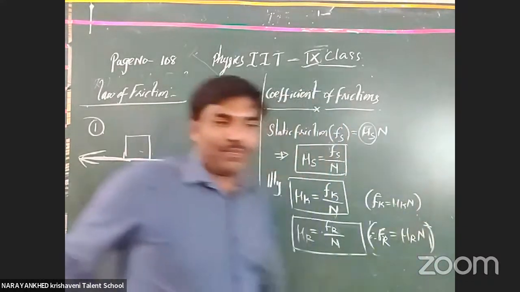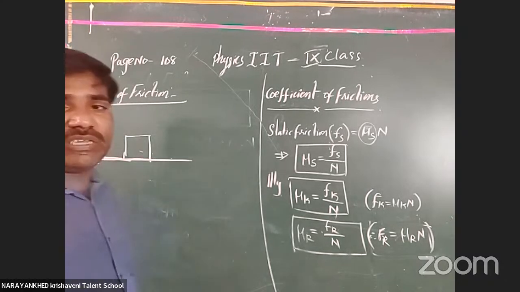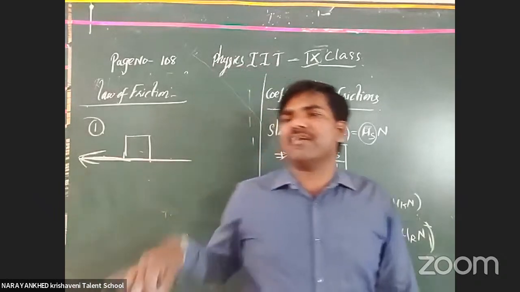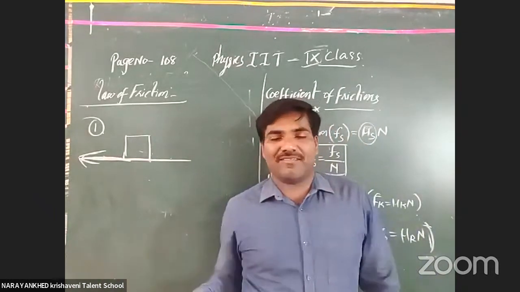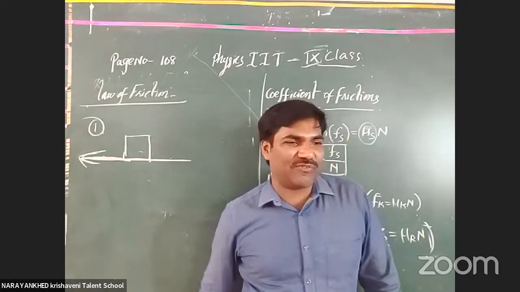The second law says that friction depends on the nature of the two surfaces in contact: the nature of the material, the surface finish, and the temperature of the two surfaces. Clear or not? Yes, it depends on the surfaces. Suppose you take ice. Ice moves easily on another surface.